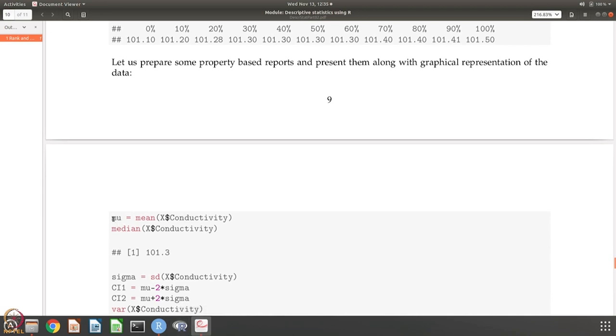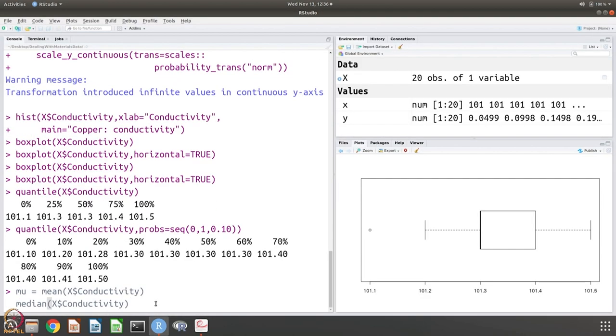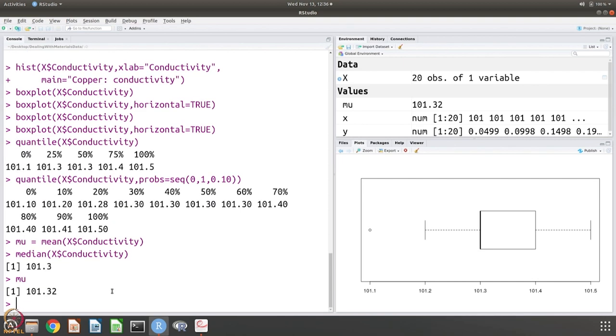Okay. So, let us now calculate the summary reports, some property based reports. So, the mean is, let us call it mu, and the median. So, you can get the mean to be 101.32 and the median is 101.3.